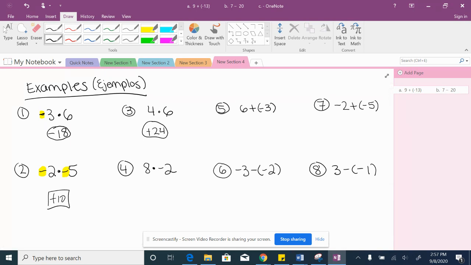Number 4. 8 times -2, 8 por -2. There is one negative. Hay un negativo. When there is one negative, the answer is negative. Cuando hay un negativo, la respuesta es negativa.